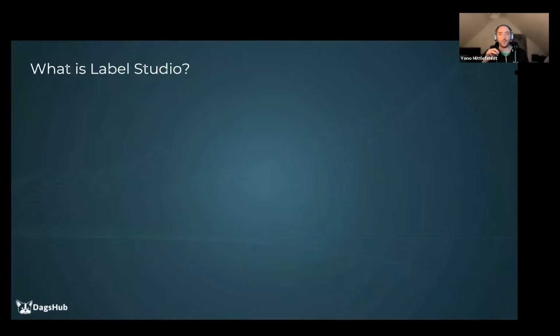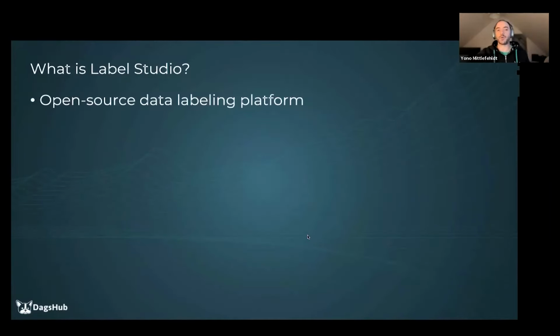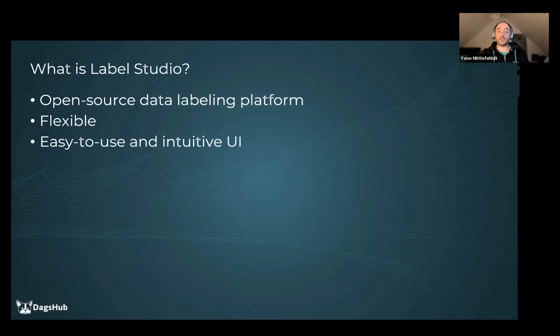So what is Label Studio? Well, if you just gathered, this is an open source data labeling platform. So it's not like every other labeling platform, but it is an open source labeling platform. You can annotate data on there. You can organize your data fairly easily. It's very flexible, which is great. It's easy to use and it has an intuitive UI. I first learned about Label Studio when I came to DagsHub half a year ago or so, and I was able to learn it fairly quickly.